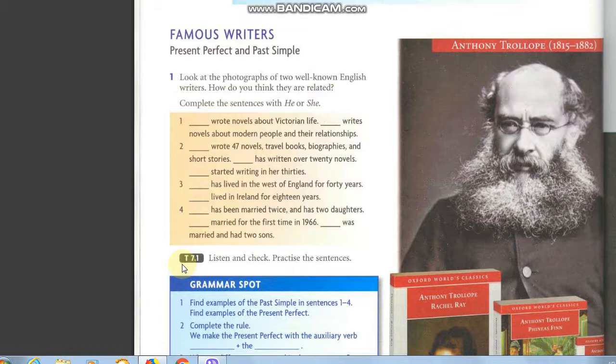Number 3, she has lived in the west of England for 40 years. He lived in Ireland for 18 years. Number 4, she has been married twice and has 2 daughters. She married for the first time in 1966. He was married and had 2 sons.